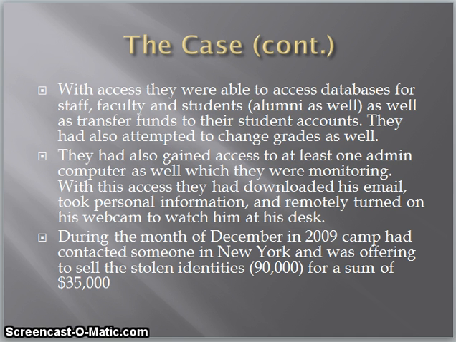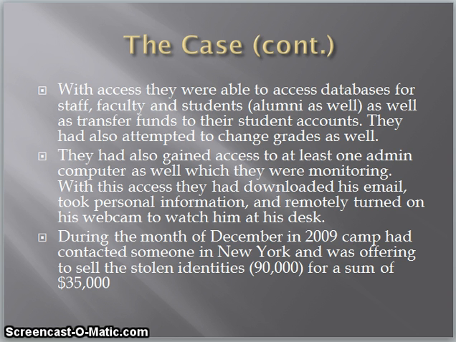several databases from the school. From here, one of their last actions, which started to tip people off, was they had actually through remote access gained access to one of the admin's computers, which they were using to monitor his actions, see where he's been. They pulled his email database. They'd also been using a keylogger to see different passwords. For some reason, I can't figure out why, they were also monitoring his actions on his web camera. I really don't know why, but whatever.